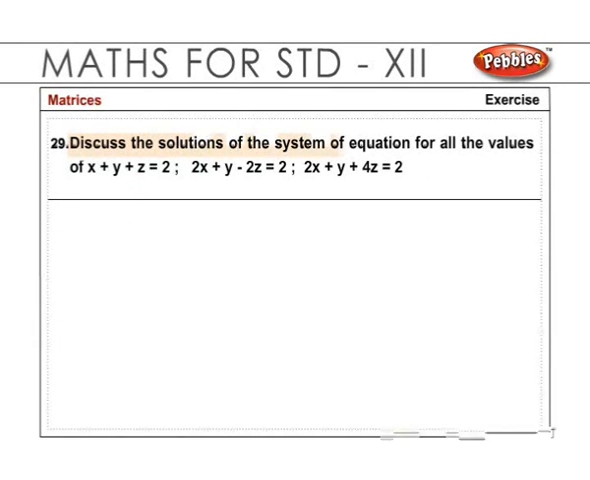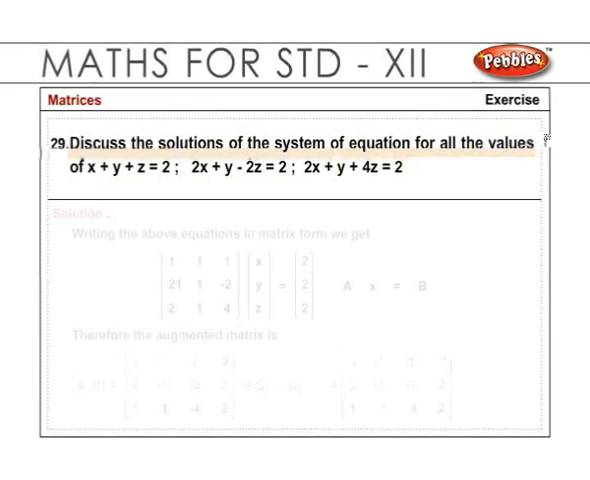Discuss the solutions of the system of equations for all the values of k: x plus y plus z is equal to 2, 2x plus y minus 2z is equal to 2, 2x plus y plus 4z is equal to 2.